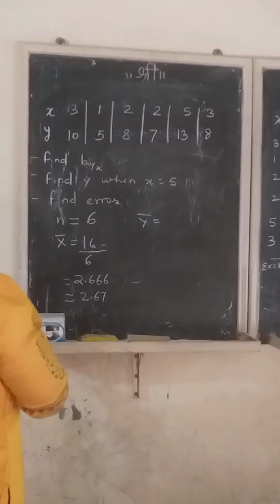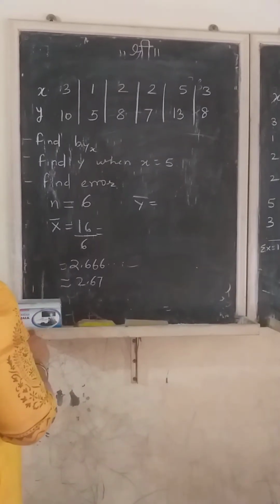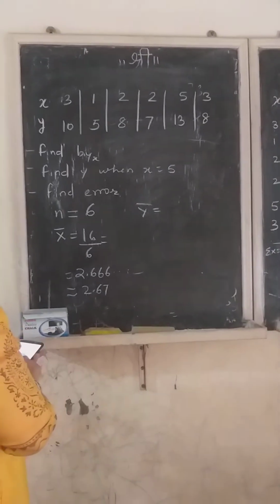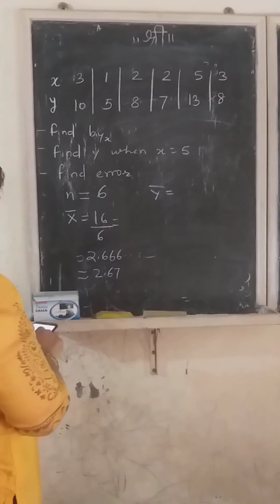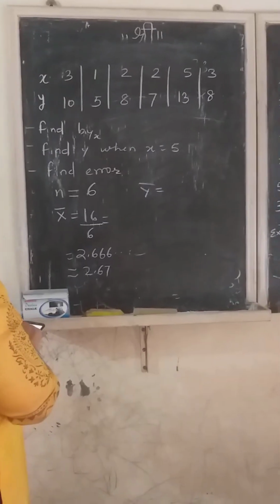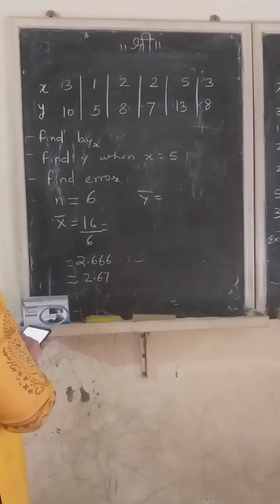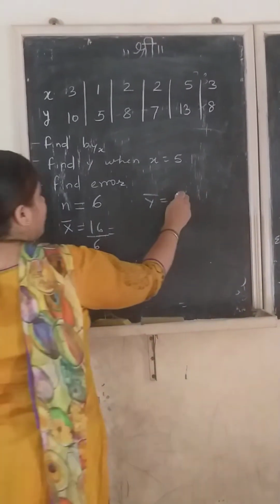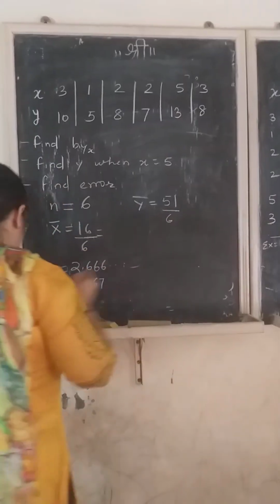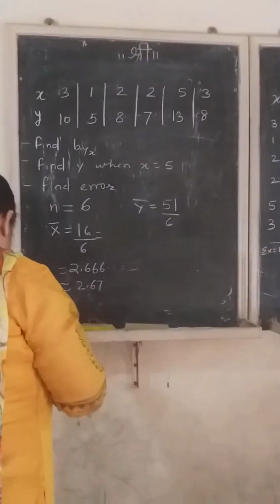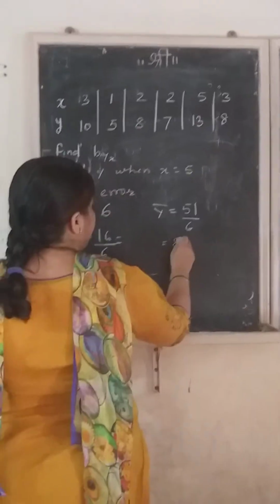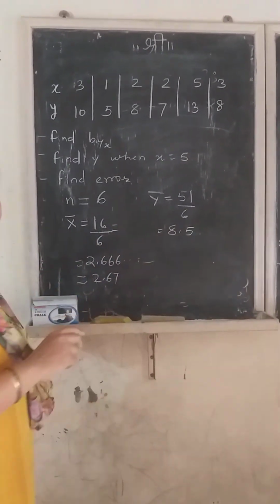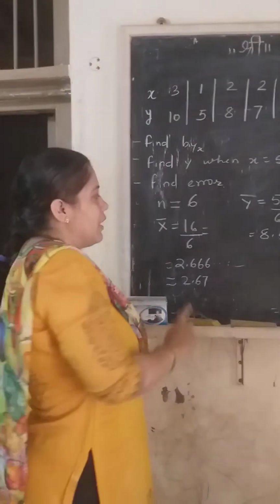Right? Now after this, I will find y bar. So for finding y bar, let us do the calculations. 10 plus 5 plus 8 plus 7 plus 13 plus 8, that is 51. So 51 divided by 6 comes out to be 8.5. Right? Once I get this x bar and y bar, now we will find the regression coefficient.